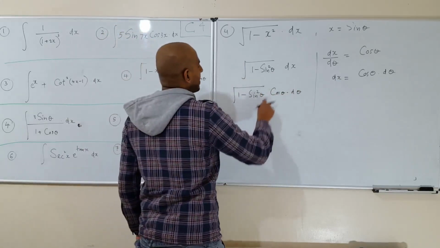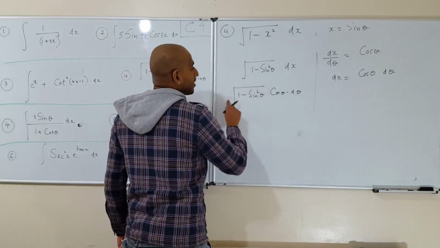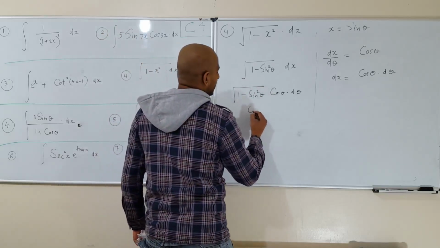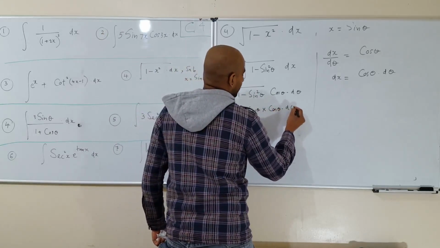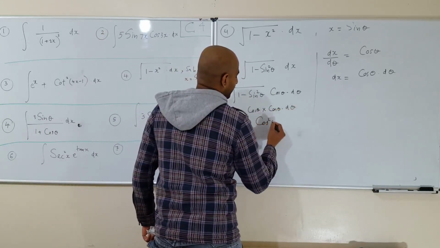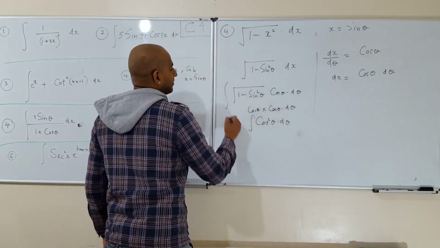Now 1 minus sin squared theta is cos squared theta. The square root of cos squared theta will be cos theta. So cos theta times cos theta d theta, which is cos squared theta d theta. Okay.